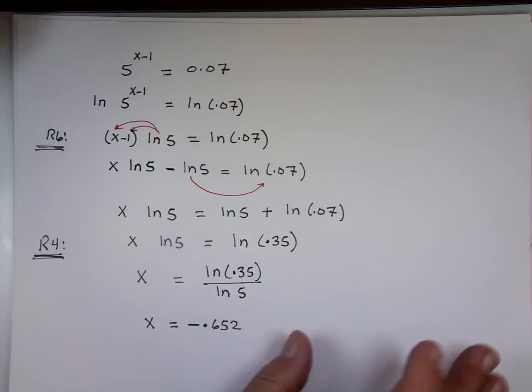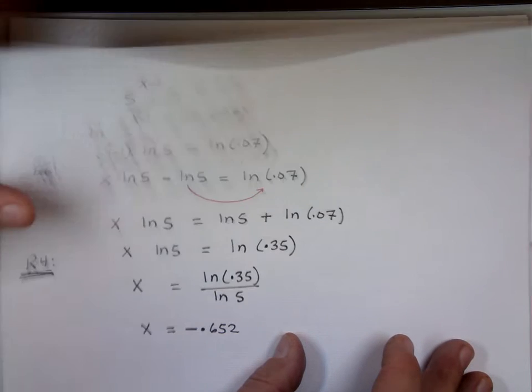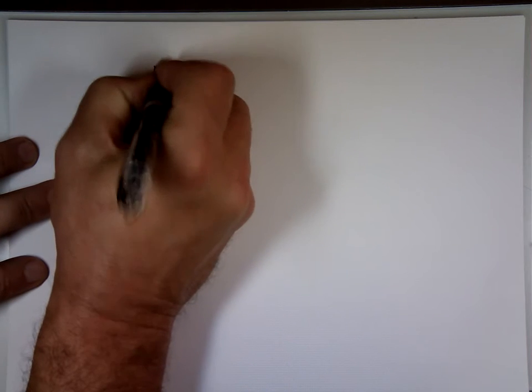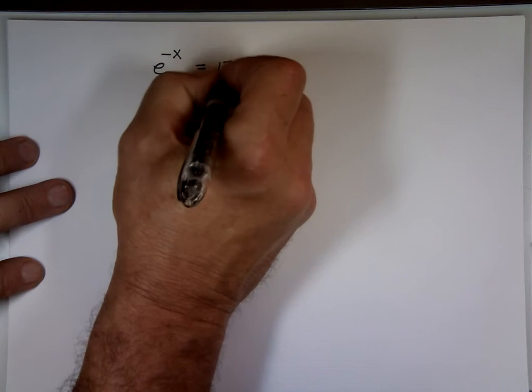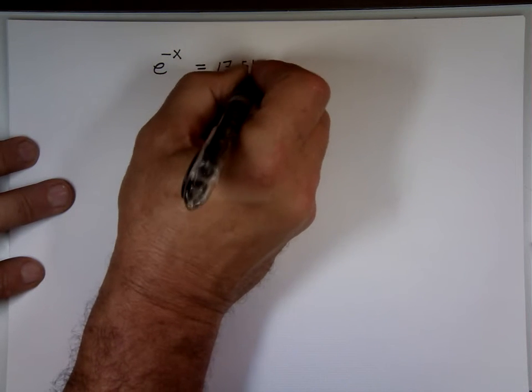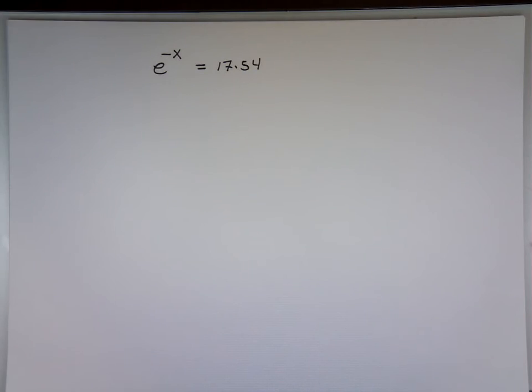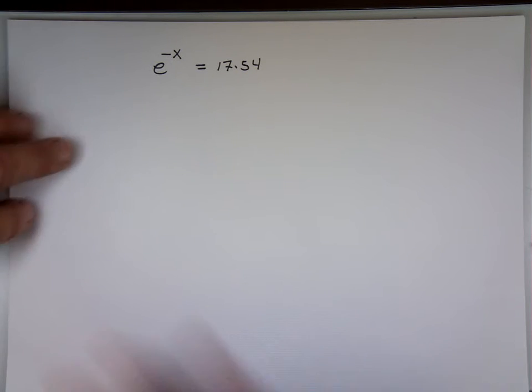As I said, if we're lucky when we do these problems, you'll see something like this. E to the negative x equals 17.54. And if you see that, again, say thank you to them, because they just made the problem much easier. Once you see E in the problem, what do you want to do? You want to take the natural log. That's a smart way of doing it.